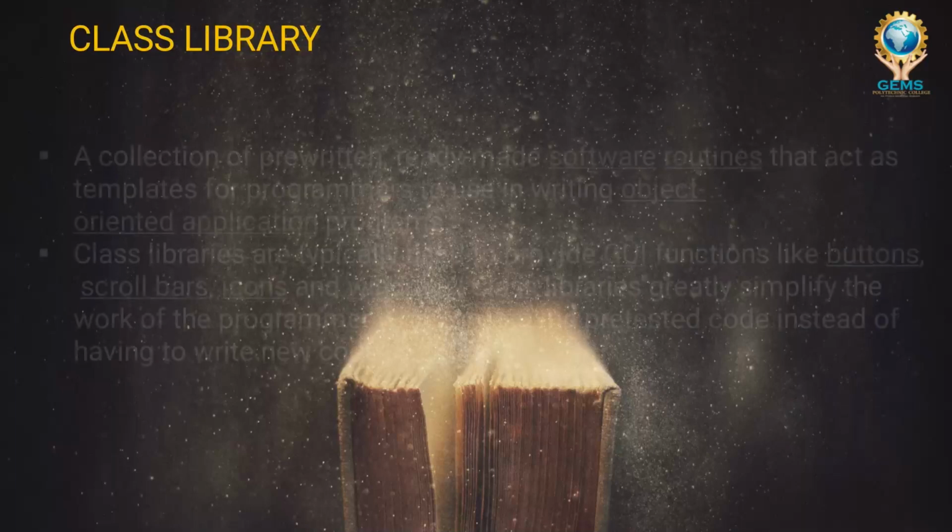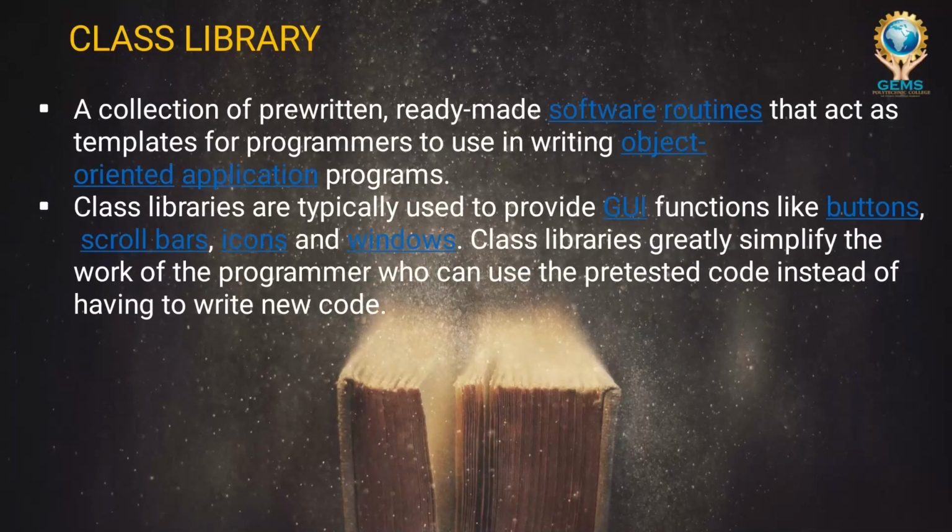Then you will see class library: a collection of pre-written, ready-made software routines that act as templates for programmers to use in writing object-oriented application programs. Class libraries are typically used to provide graphical user interface functions like buttons, scroll bars, icons, and windows. Class libraries greatly simplify the work of the programmer, who can use the pre-tested code instead of having to write new code. So I already told you about class library.